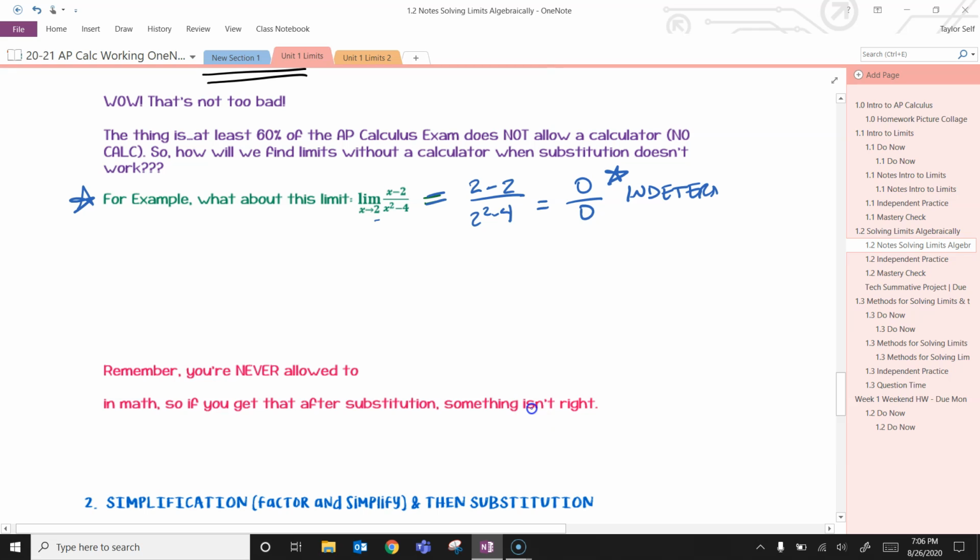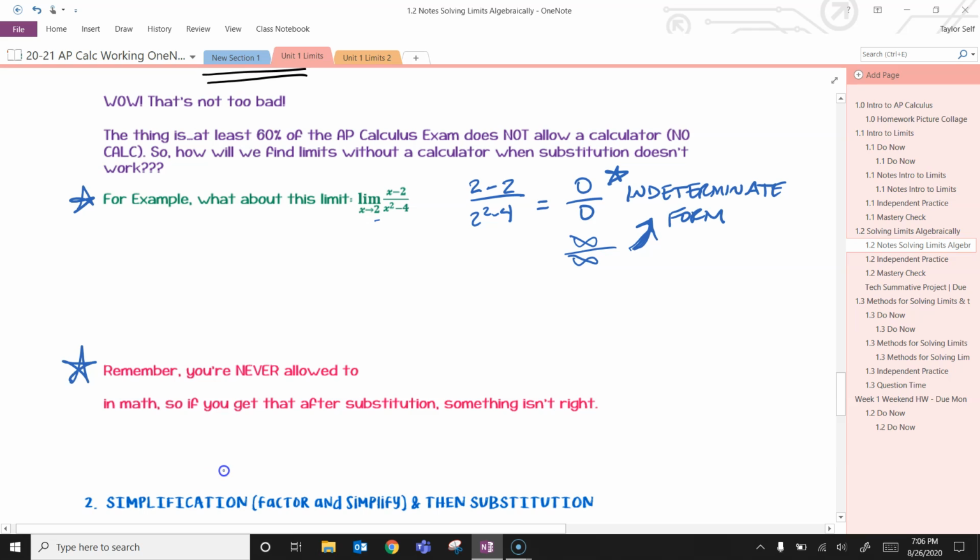Indeterminate form. Write that down. When you get 0 over 0 or infinity over infinity, that is called indeterminate form. You need to know that for the AP exam. And that's a big no-no.